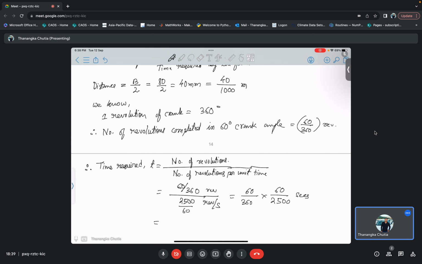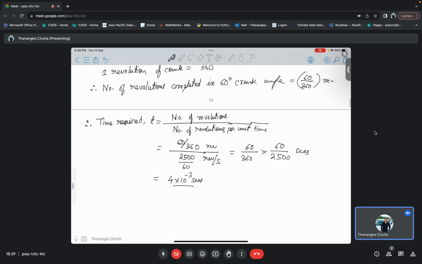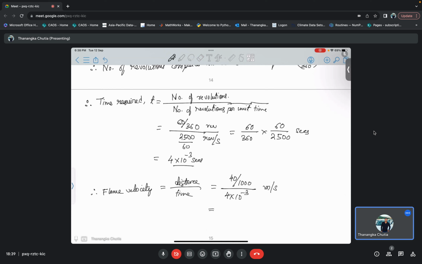Four into 10 to the power minus 3 seconds. Okay, so this is the time required. So therefore flame velocity is equal to what? Distance divided by time. Okay, distance is 40 divided by 1000 and time is 4 into 10 raised to the power minus 3, so that will be meters per second. Okay, if you do these calculations you will get 10 meter per second. Okay, clear?